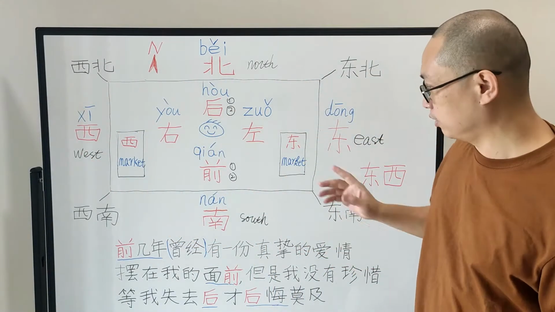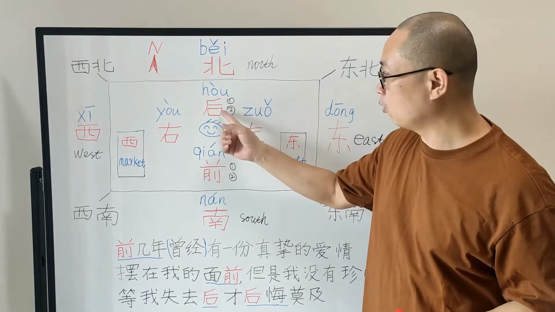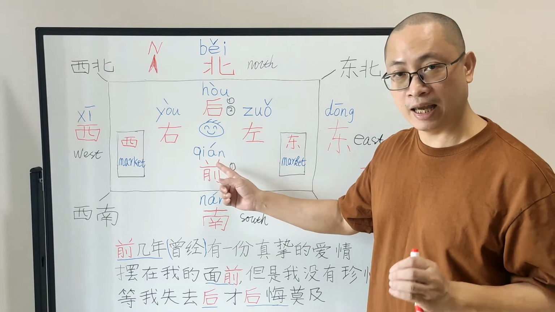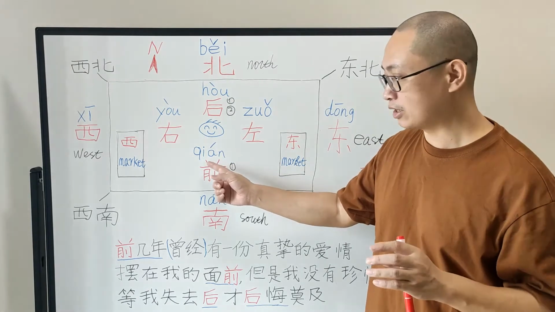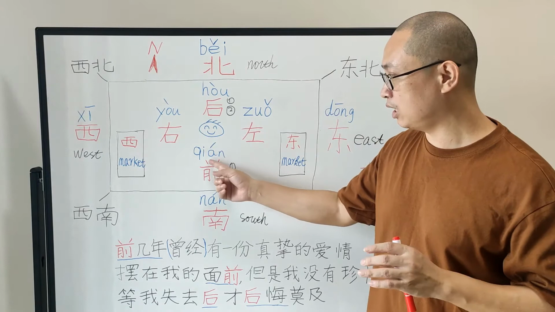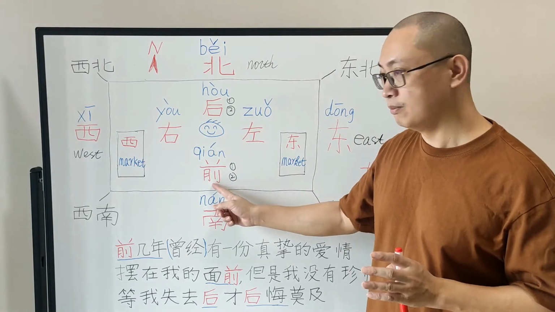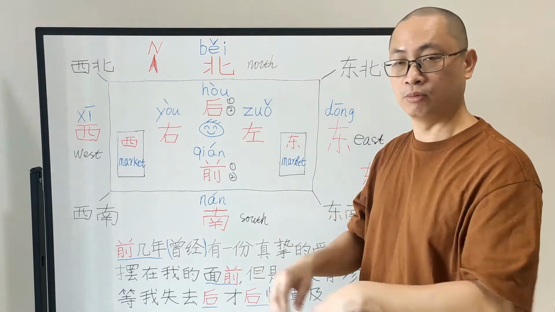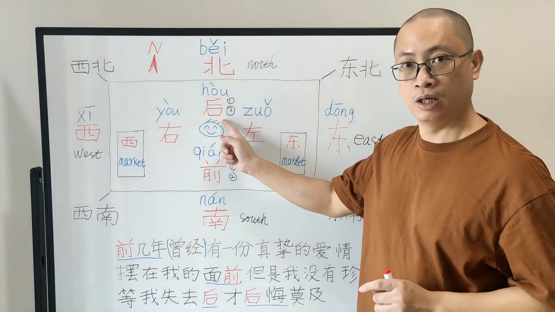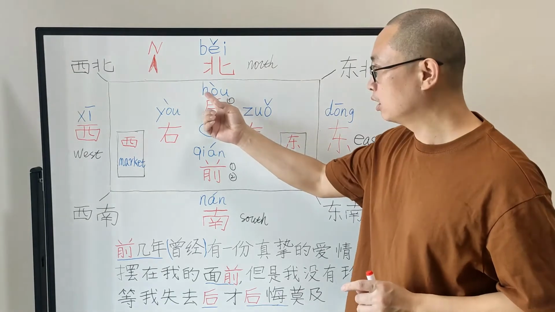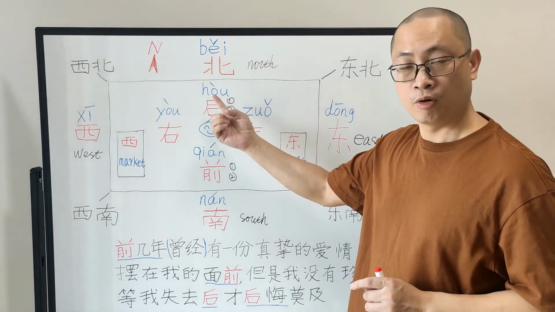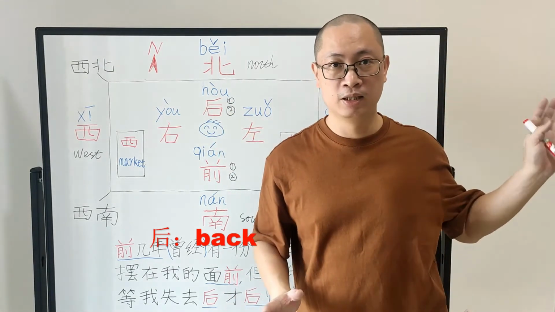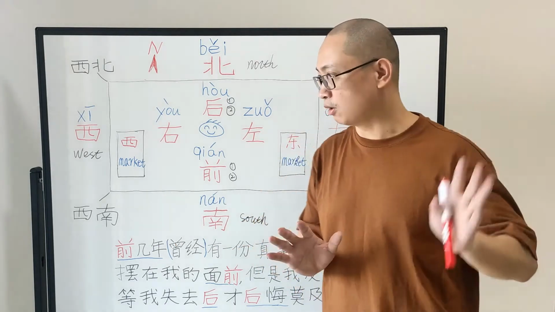Okay, next 2 characters. 前 hou. 前 qian, I-A-N, still remember second tone. Qian means front, something in front of you, front. Hou, fourth tone. Hou means back, something to your back, okay?